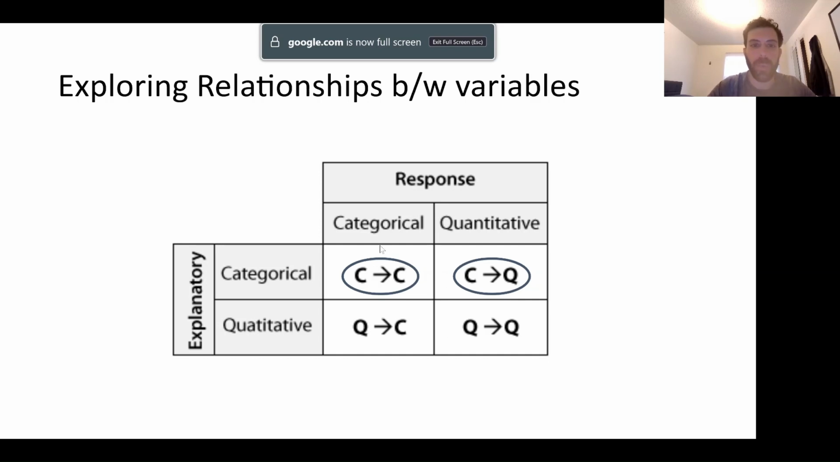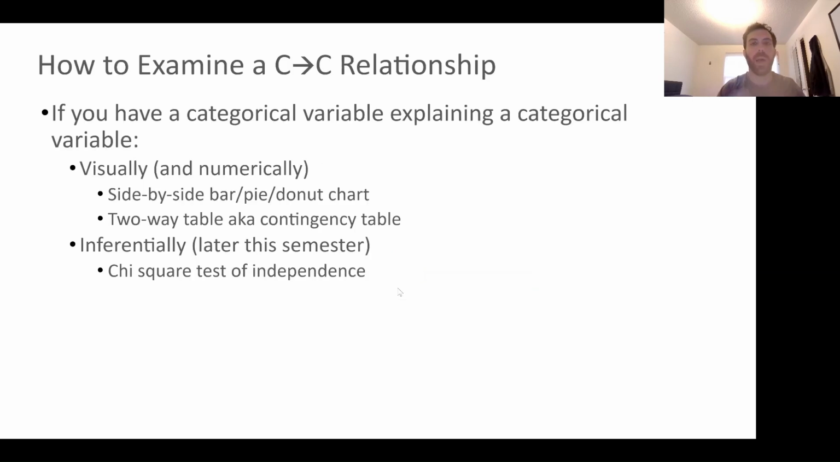All right, so let's start with the relationship between two categorical variables. As we had mentioned in previous classes, visually, you have a lot of choices. The two-way table, which is also called the contingency table, or side-by-side charts, which you do in your homework. Pie, donut, and bar charts are all appropriate for categorical data. Inferentially, we haven't talked about this, but there is a test of independence known as the chi-square test, which just examines if a relationship exists between these two variables, and we will cover that later this semester.